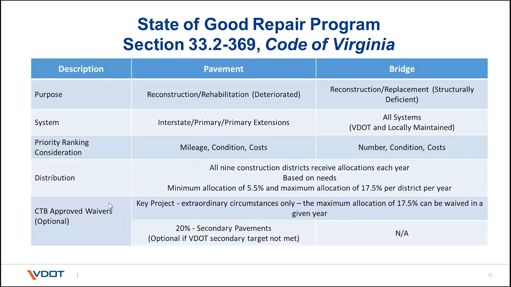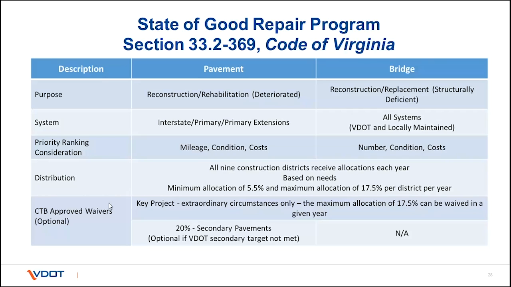Further, the Code of Virginia, Section 33.2-369, further elaborated how we would prioritize selection of projects based on pavement segments and bridges that were eligible, based on, for pavements, mileage, the condition of the pavement, and the anticipated cost associated with reconstructing or rehabilitating that pavement. For bridges, it was based on the number of bridges, their condition, and again, the cost associated with reconstructing or replacing those bridges.